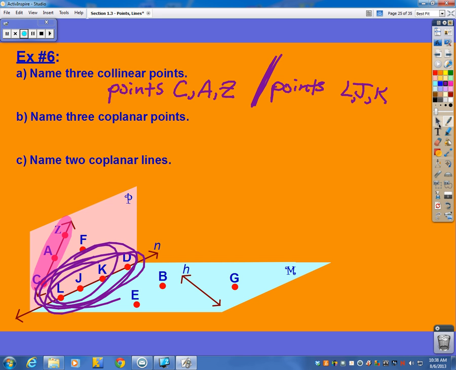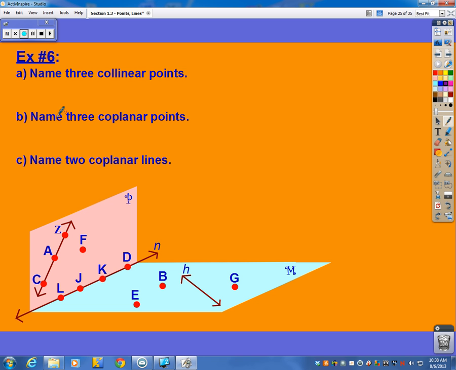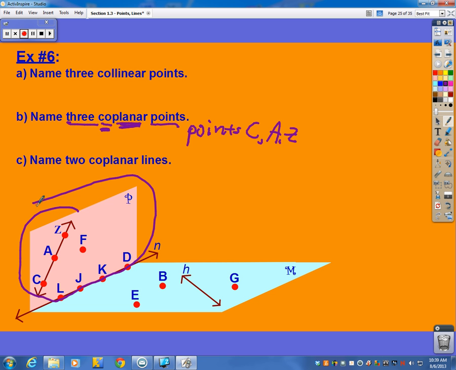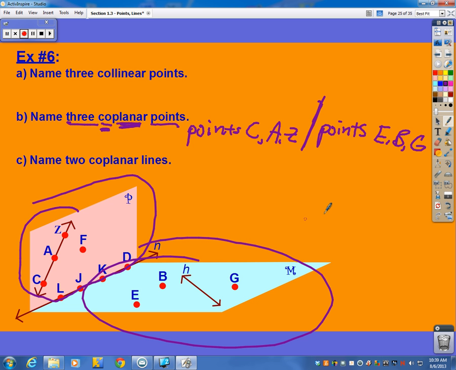All right, part B. Clear this off here. Name 3 coplanar points. So we need 3 points that are in the same plane. Well, we've got 2 planes going on here, so 3 points, and they don't have to line up to make a line, but they just need to be in the same plane. So for example, I could give points, again, C, A, and Z. C, A, and Z are all in this plane, and that's it. I could also give the example of points E, B, and G. E, B, and G are all specifically in this plane.